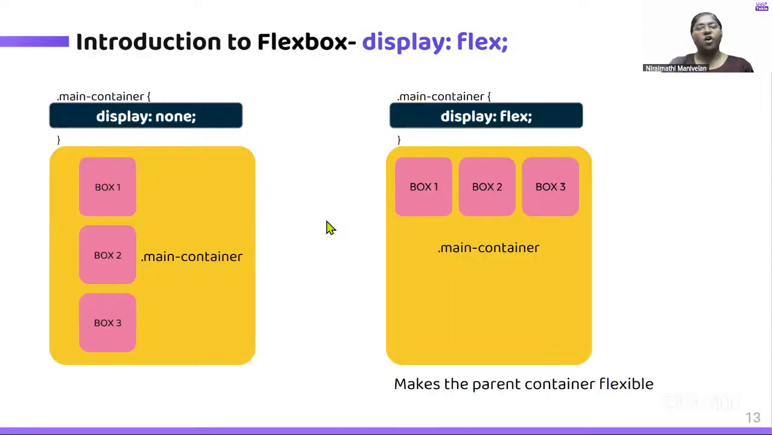Now, properties of a flexbox. The first property is display colon flex. So here is your example. When we give display colon none, this is a CSS property. How we are providing the CSS property: name of the property colon value of the property. So if we give none, there is no change in the arrangement or alignment of this particular objects or child items or flex items. But when you give display colon flex, it will arrange it in a flexible manner. See, this makes the parent container flexible. This is our first property.